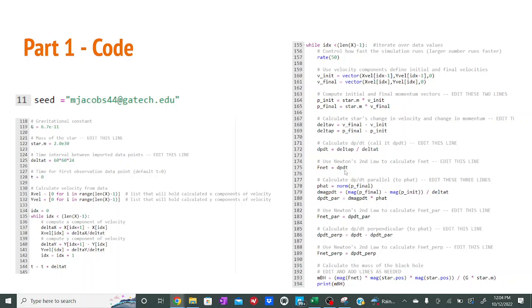Basically, this is just using the gravitational equation F equals G m1 m2 over r squared. We're substituting F with dp dt, and then rearranging so that we have m1 on its own, which is the mass of the black hole. So m1, the mass of the black hole, is equal to dp dt times r squared, because the black hole is located at the origin, divided by the gravitational constant times the mass of the star, which gives us the mass of the black hole.